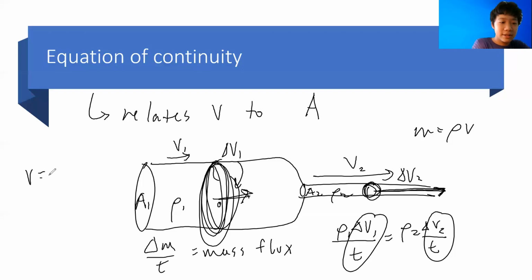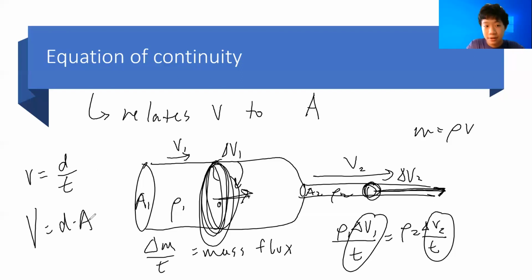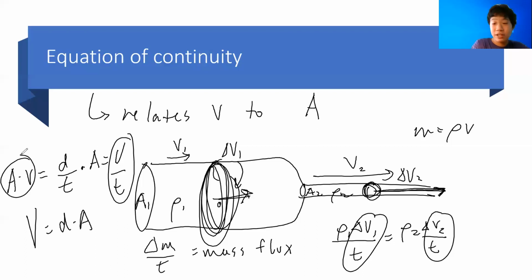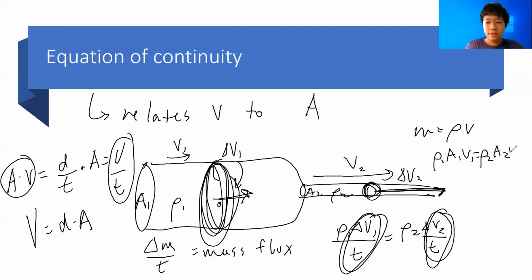Velocity, we know, equals distance over time. And we know that volume, with a big V, equals distance times the cross-sectional area. So if we multiply this by the cross-sectional area, then what do we get? Volume over time. So this is the volume flux. So we can replace volume flux with A times V. So rho 1 A1 V1 equals rho 2 A2 V2. And this is the equation of continuity.